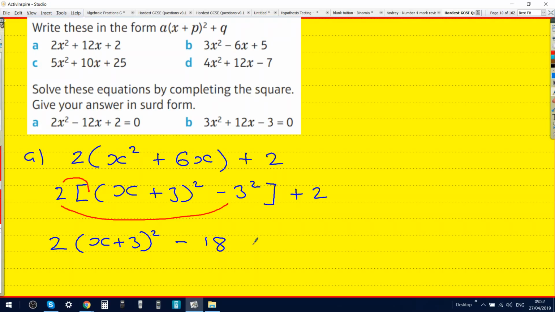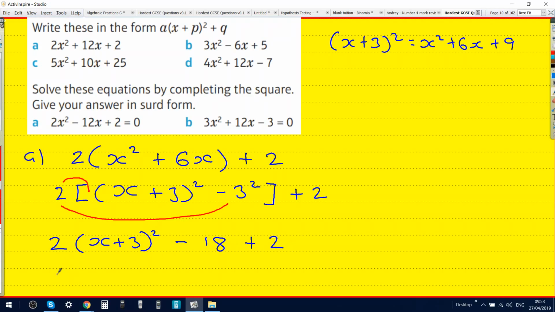Wait, so because it's minus 3 squared, does that mean it's just 9? So why do I need to minus it after? It's because when you expand the square bracket of x plus 3 squared, you get x squared plus 6x plus 9. But we originally only had x squared plus 6x. So that's why you have to subtract 9 to keep it equal. Okay. So do I just do minus 18 plus 2? Yeah.